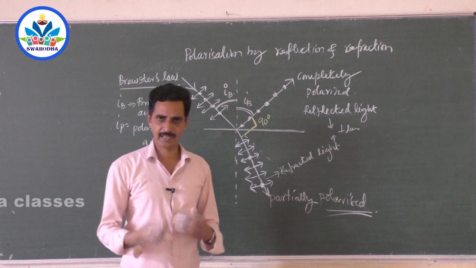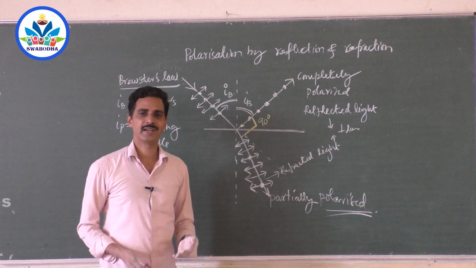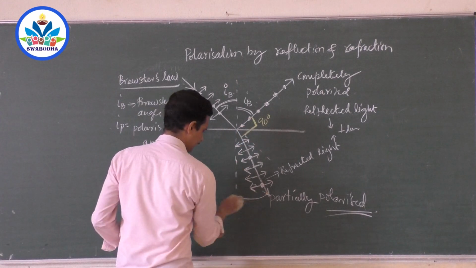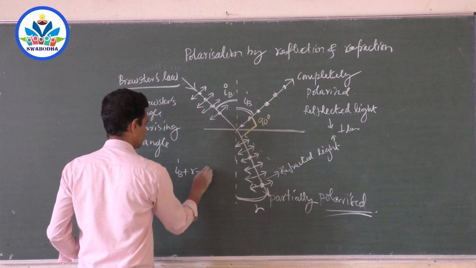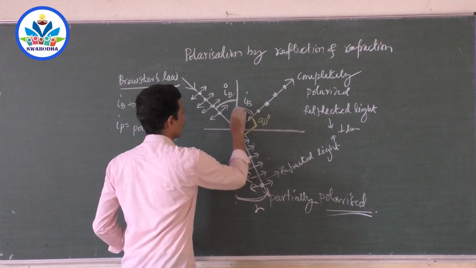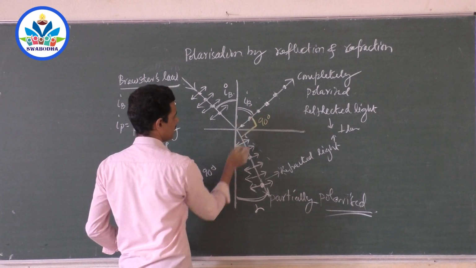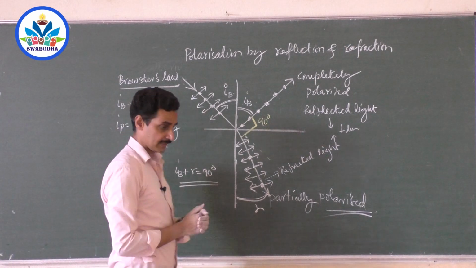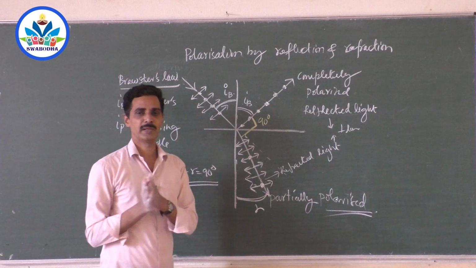And of course, you can interpret it in another way. At the polarizing angle, the reflected ray and the refracted ray are perpendicular to each other. If these two are perpendicular to each other, what should be this? This is the angle of refraction, right? IB plus R must be equal to 90 degrees, isn't it? Because this is a normal drawn, so the total should be 180. And if this is 90, remaining this plus this should be 90. So Brewster says that at the polarizing angle of incidence, the reflected and refracted rays are perpendicular to each other.